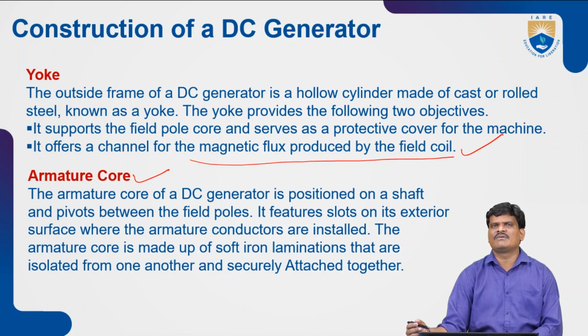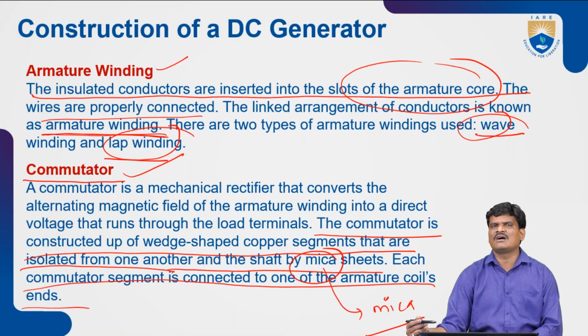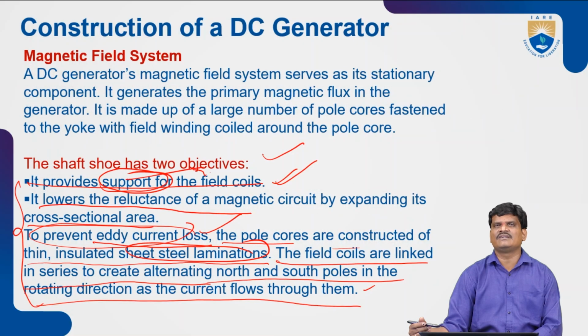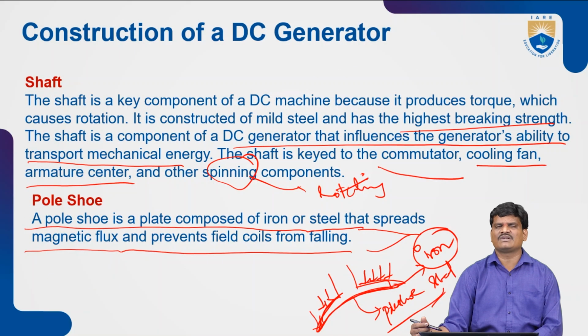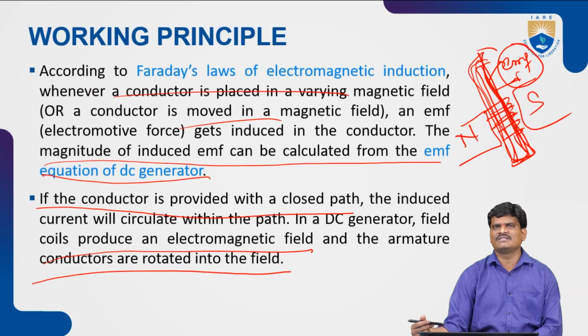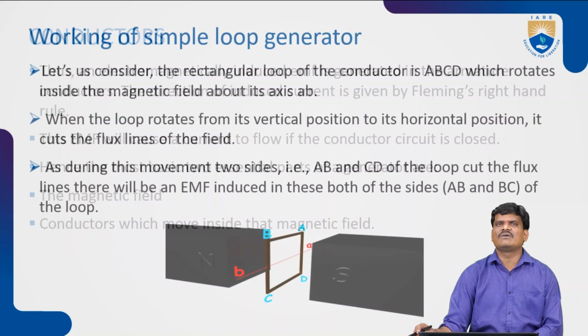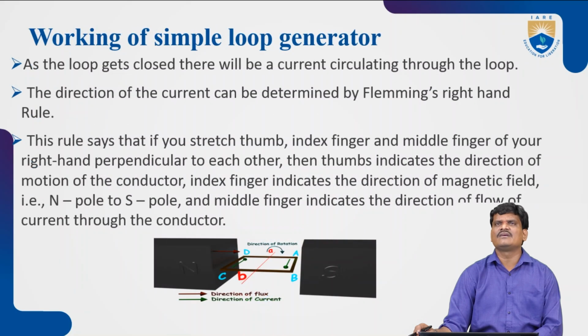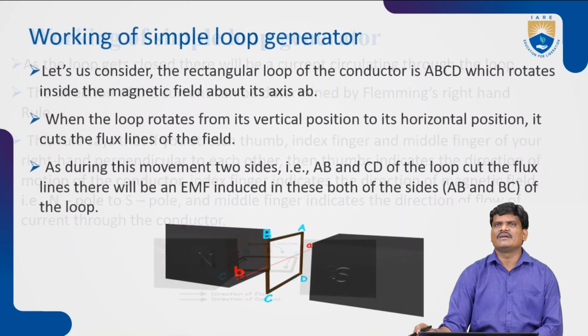What is a yoke, and what is its purpose? What is the armature core? What is armature winding, and what types of armature windings do we have? What material is used to make the commutator segments, what insulation is used between the different commutator segments, and what is the main purpose of having a commutator in a DC generator? We have discussed the functioning of the shaft, the pole shoe, what poles are, and how to reduce frictional error in a DC generator. We have also discussed the working principle again, and we will discuss the working principle of this simple generator with respect to the rotation method in the next class.